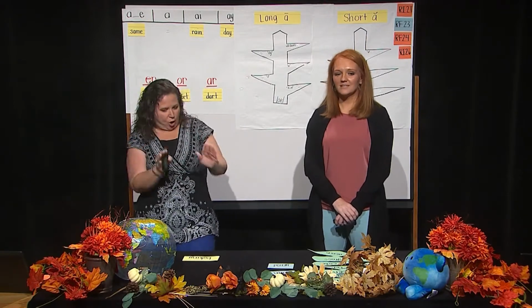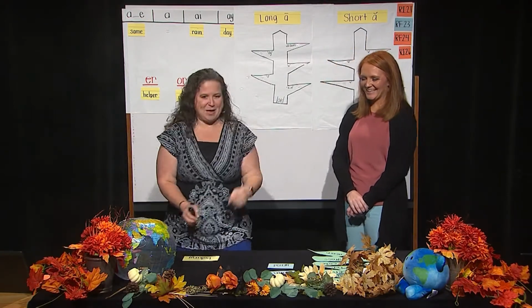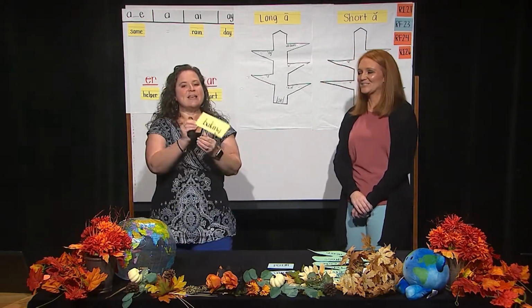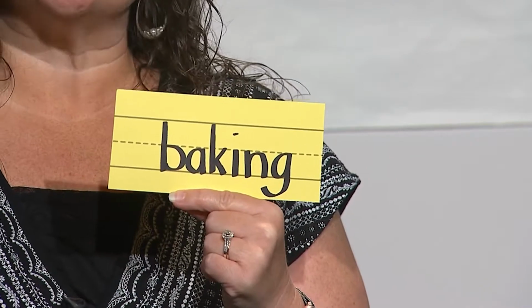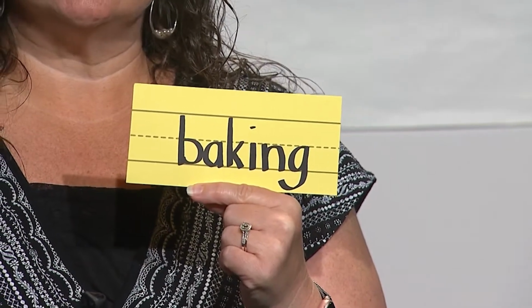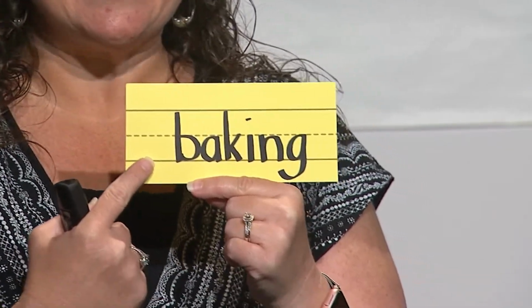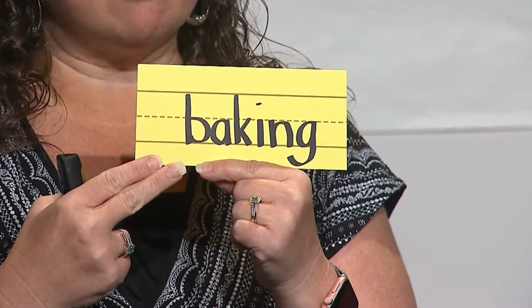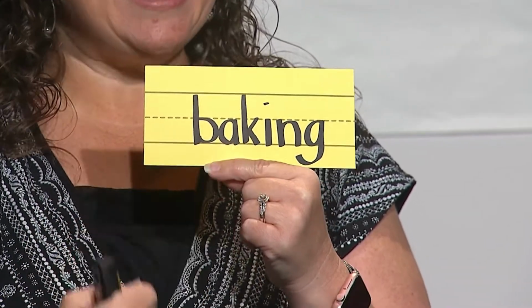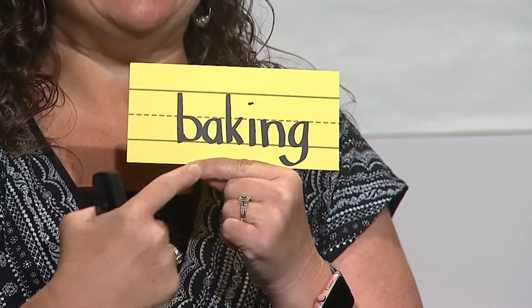So let me dart over here and grab this last word, all right? Friends, good job. This word is baking. What vowel sounds do you hear? Amazing. There are the vowel sounds. There are actually two vowel sounds in this word, right? We hear the A and then we hear the I in ing.